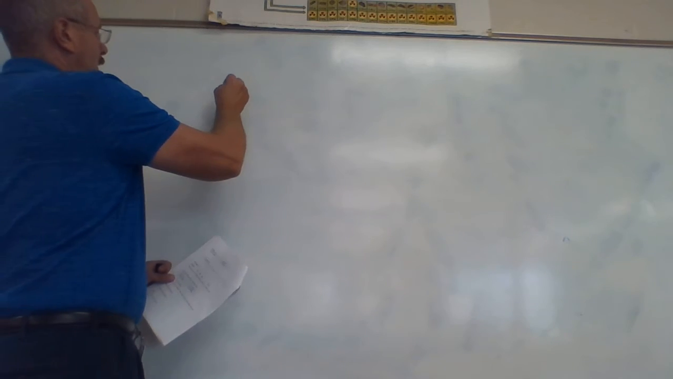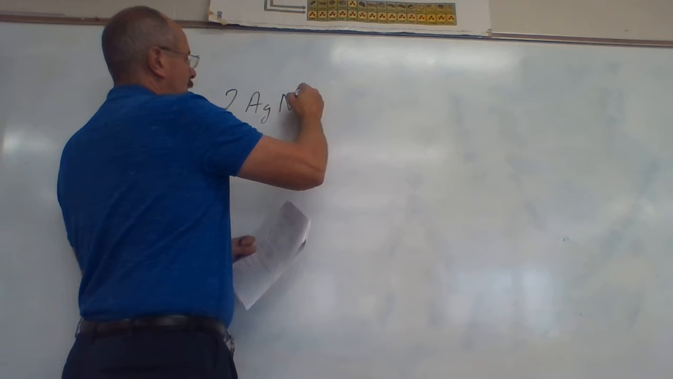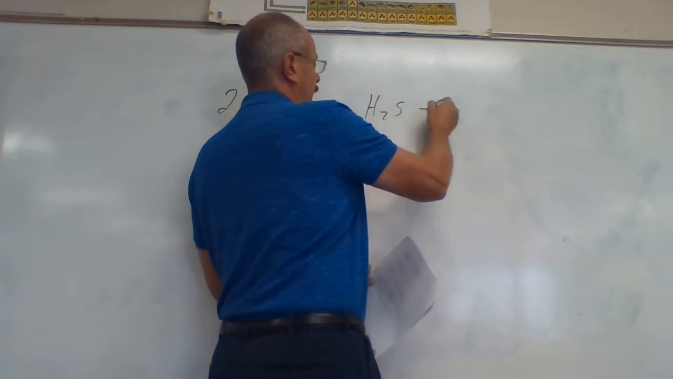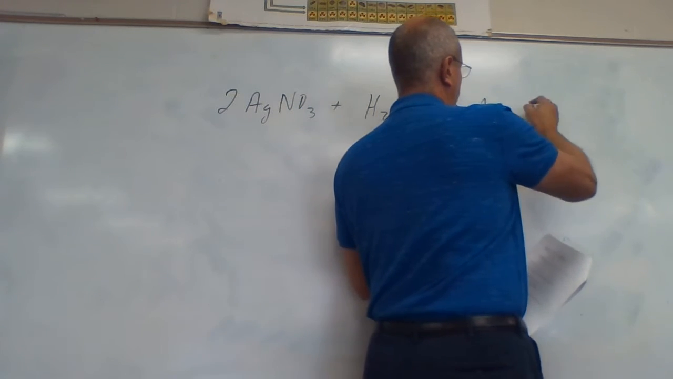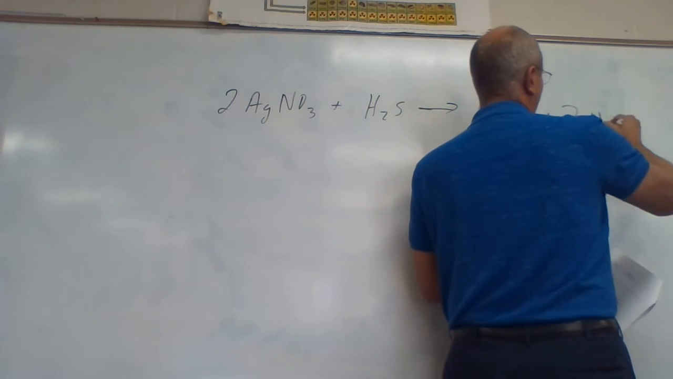All right, so this balanced equation is 2AgNO3 plus H2S forms Ag2S plus 2HNO3.